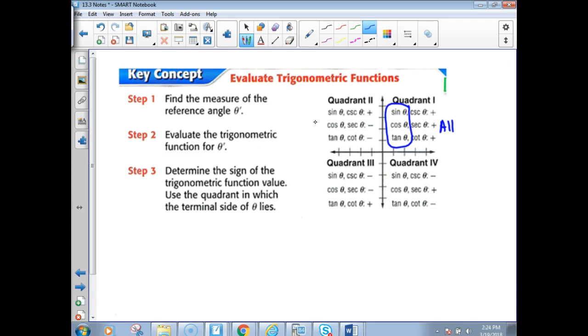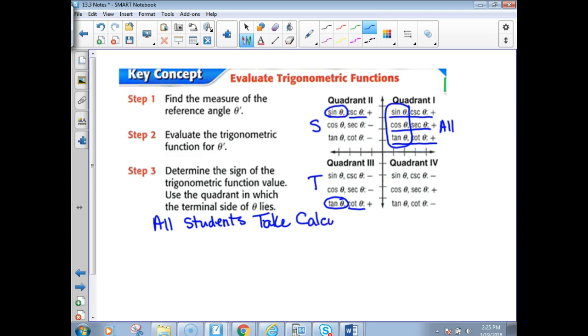So, all students, and I'll write this down here. All students take, that would stand for your tangent, which implies the cotangent. And these imply each other, being all positive. All students, what's positive in quadrant 2? Sine and cosecant. That's what the S stands for, the sine. T for tangent. That's what's positive in this quadrant. The rest of them are negative. And calculus is the last. All students take calculus, and that's not spelled right. All right, so C for cosine.